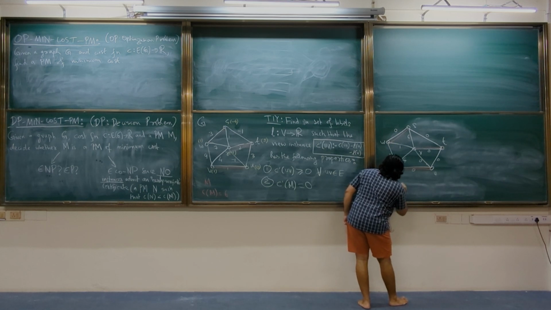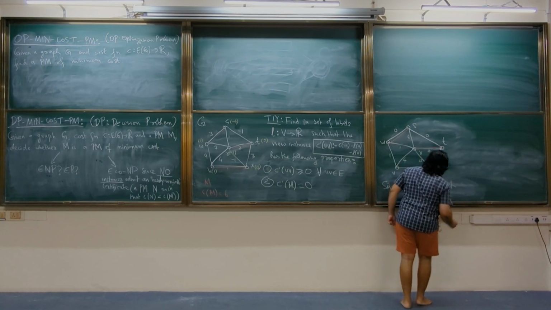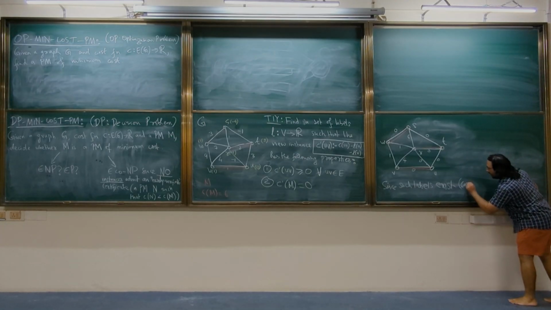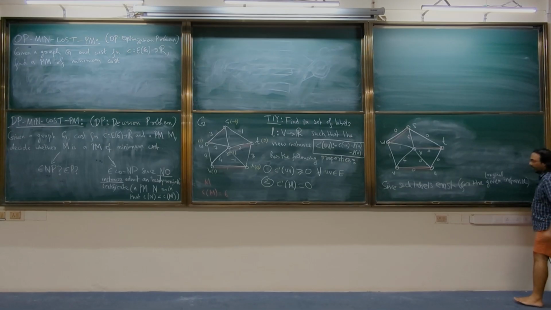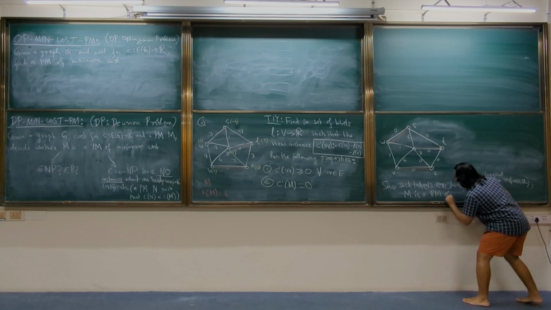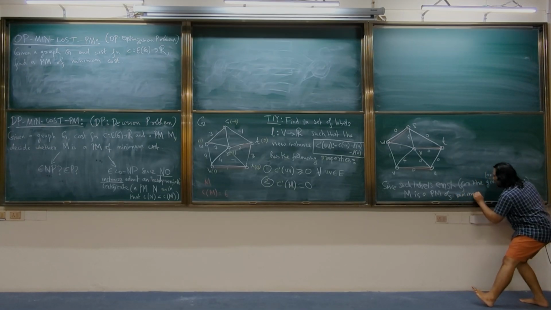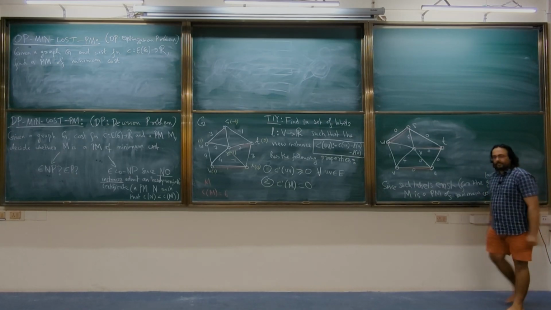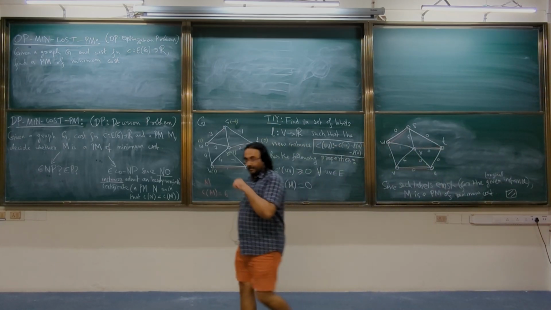Since such labels exist for the given instance, by given instance, I mean the original instance, not the new one, M is a perfect matching of minimum cost. Yeah?